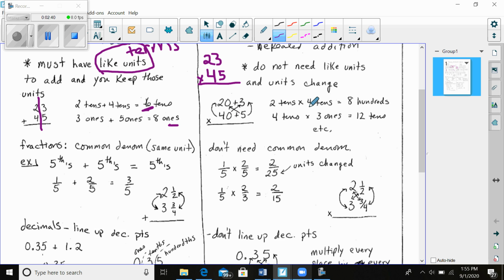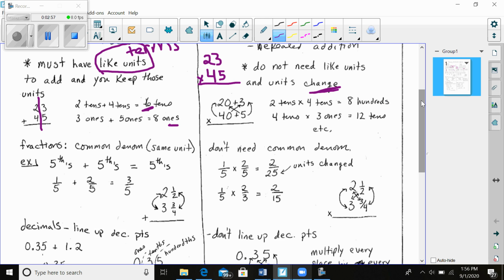So the tens place gets multiplied by the ones place. And also our units change. So when I multiply tens by tens, I don't get tens, I get hundreds, right? So 2 tens and 4 tens are multiplied to get 8 hundreds.